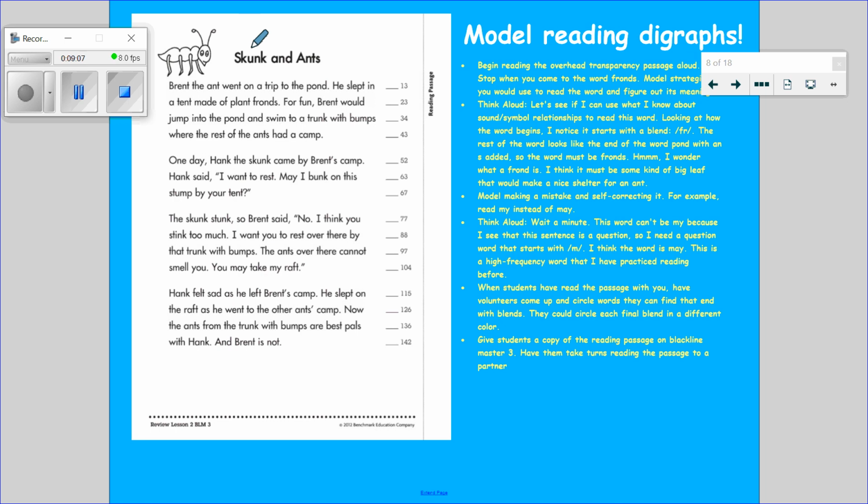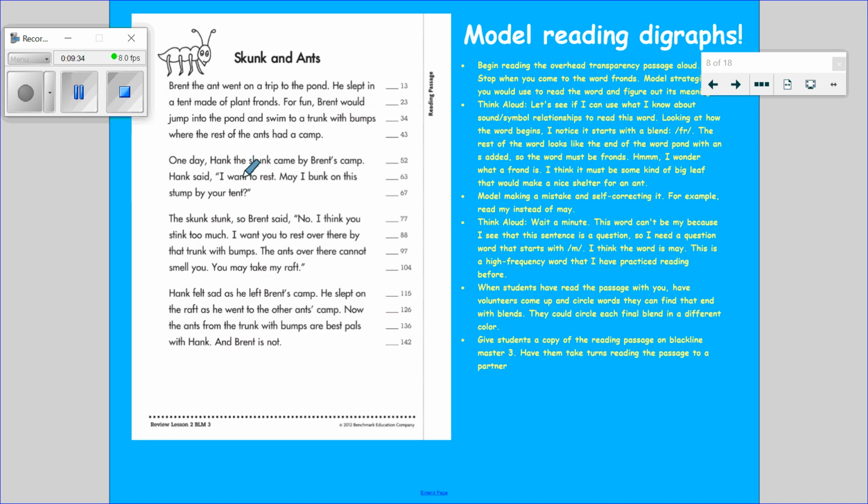Our passage today says, Skunk and Ants. Brent the ant went on a trip to the pond. He slept in a tent made of plant fronds. For fun, Brent would jump into the pond and swim to a trunk with bumps, where the rest of the ants had a camp. One day, Hank the skunk came by Brent's camp.